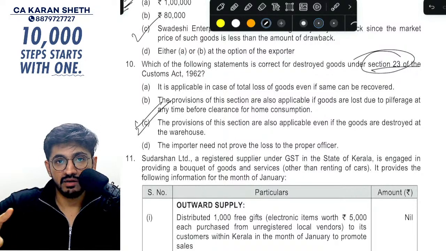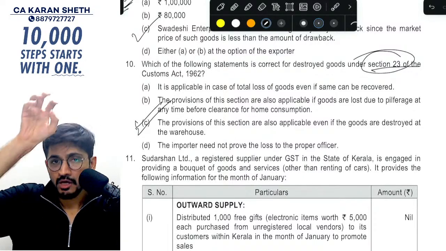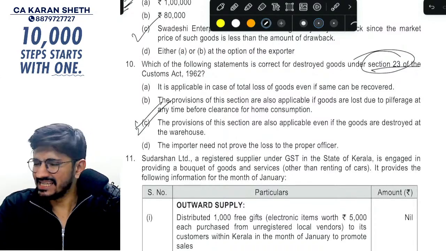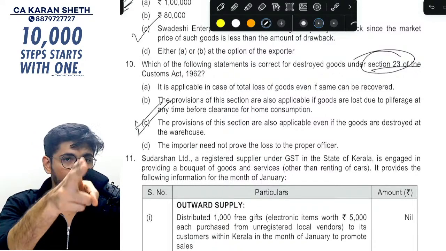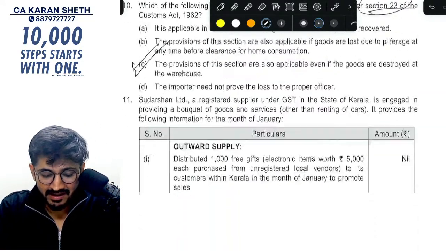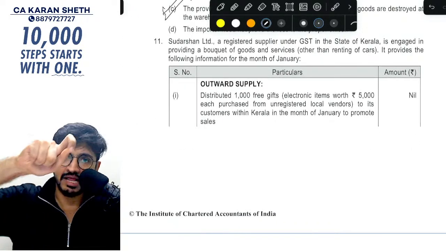It is not cleared, so it is well within the time limit. You will get the remission when the goods are lost or destroyed. Perfect. Next, my dear friends, question number 11.